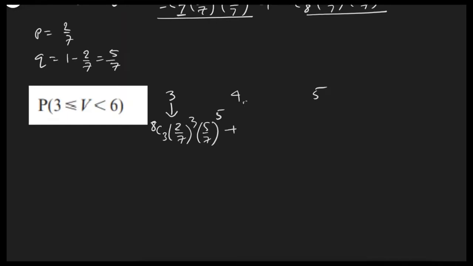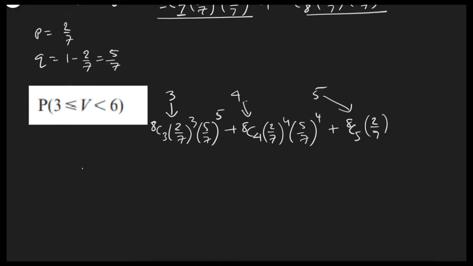And then for 4, and then 5. These are mutually exclusive, that's why they are being added. They can't happen together, one of them will happen. So I'm writing it accordingly. So just add these 3 and you get your answer.